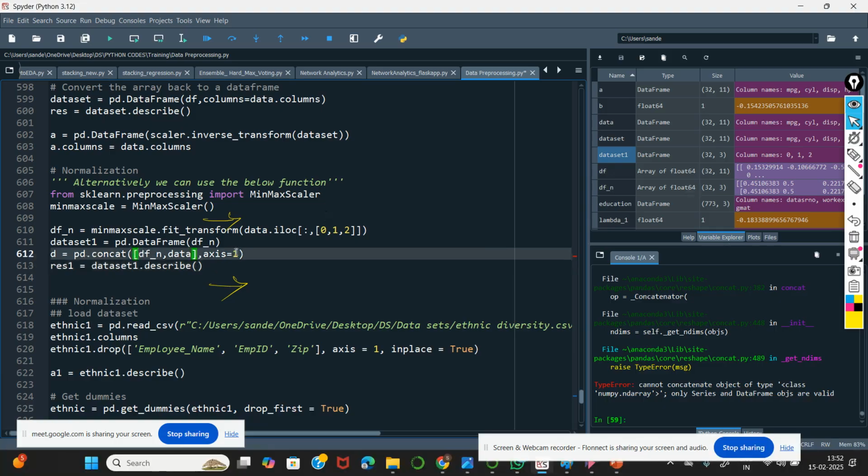Series and data frames are valid. Okay, is it because of some? Now is it fine?